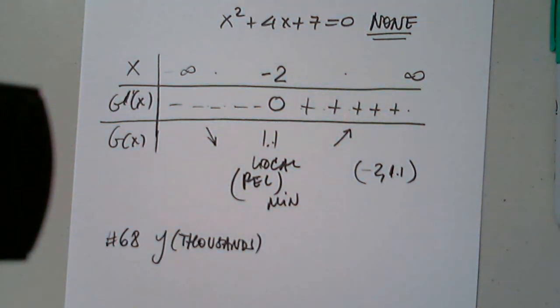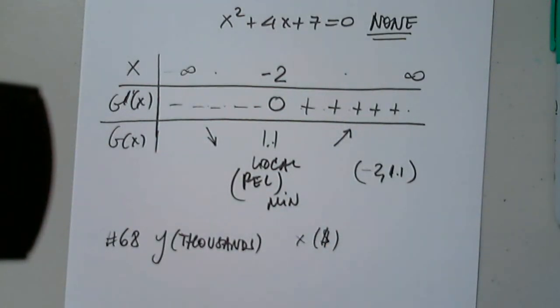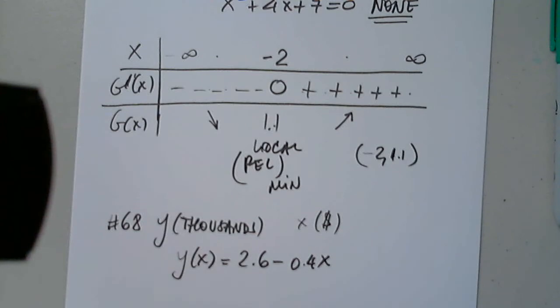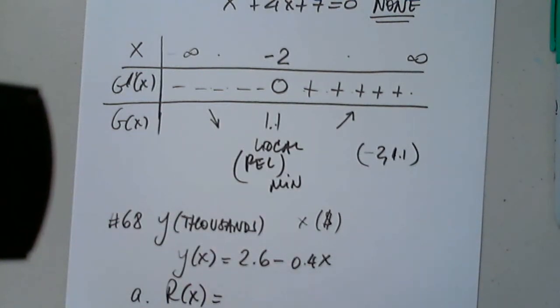Is related to the price P, or price X in dollars. Y of X equals 2.6 minus 0.4X. Okay, find R of X, part A, the total revenue generated with the price of the app being X.